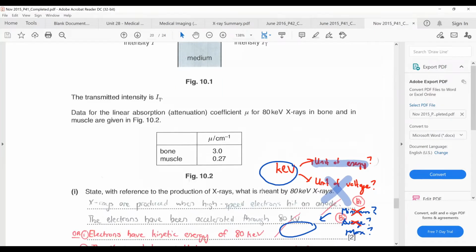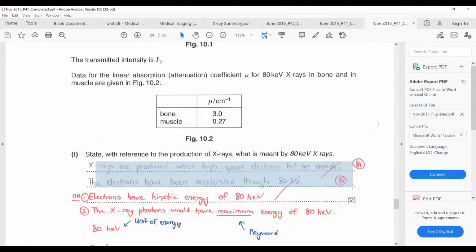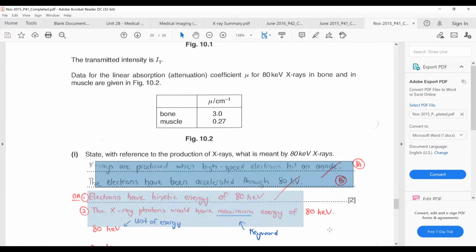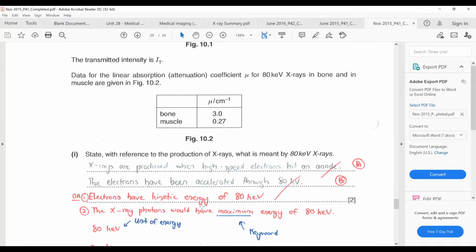Okay, so how do you word it? You would say something like this. I won't really bother with the ones written in pencil here. The one that is easier to understand is the one in red here. Okay. Now here you will say that for the 80 keV X-rays, the electrons actually have kinetic energy of 80 keV. The X-ray photons would have maximum energy of 80 keV.